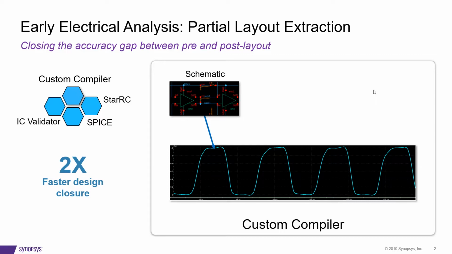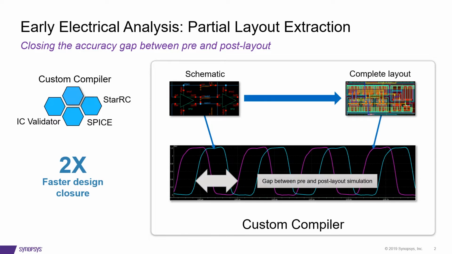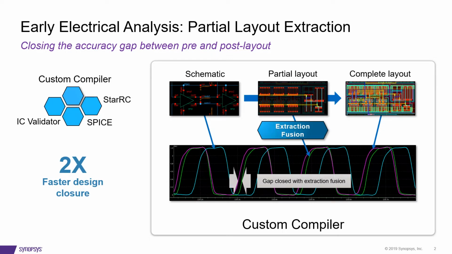Today, I'd like to talk about early electrical analysis in Custom Compiler. Needless to say, there exists a gap between pre- and post-layout simulation results. Designers can't close their designs without multiple costly iterations through the layout. With Extraction Fusion, it is possible to get accurate simulation results on the best available information from partial layout, saving lots of rework and lost time.